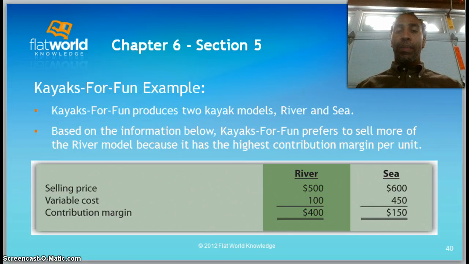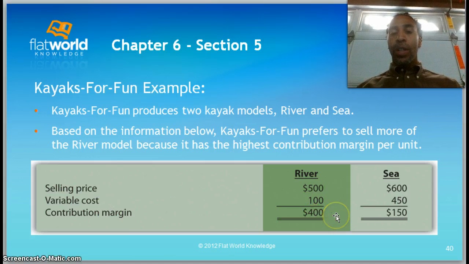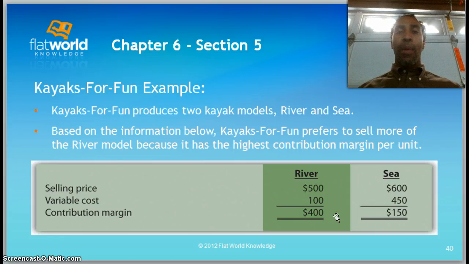So Kayaks for Fun produced two kayak models, River and Sea, as we already know. And based on the information below, Kayaks for Fun prefers to sell more of the River model because it has a higher contribution margin per unit, $400 contribution margin per unit. Hey, I'm all with it from first glance. I say that's what we should do as opposed to produce the Sea model. But there are other variables at play.